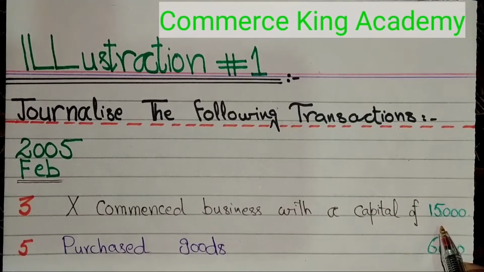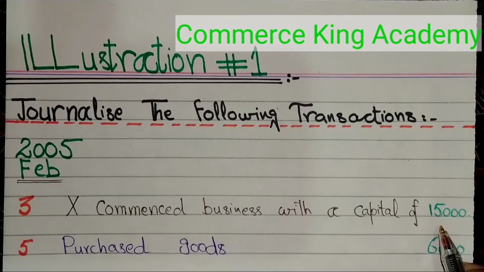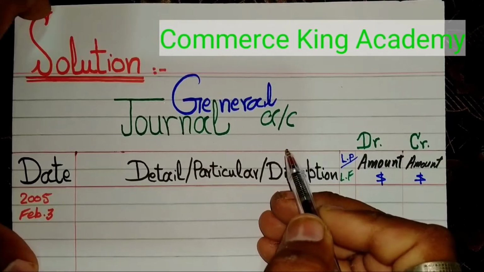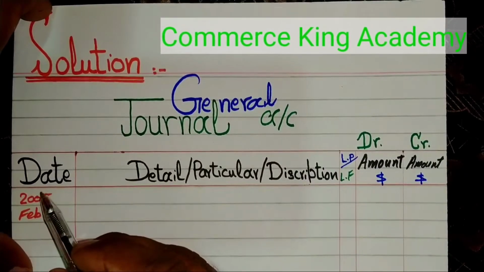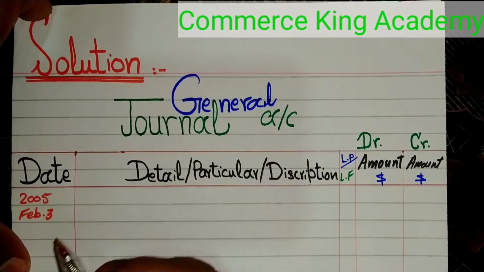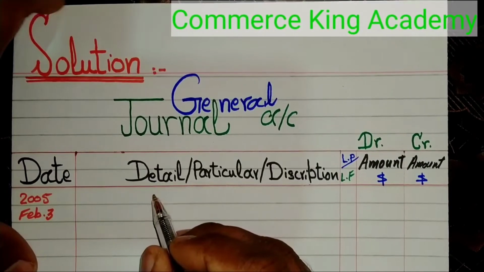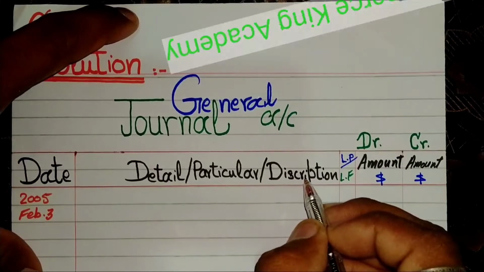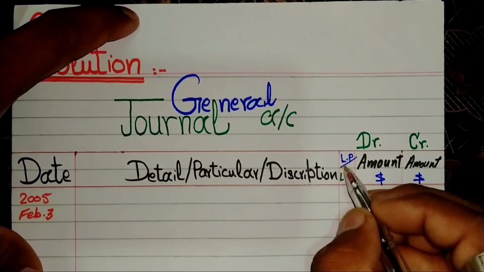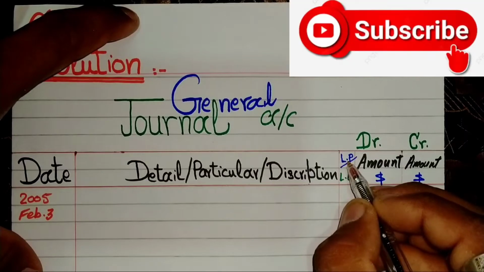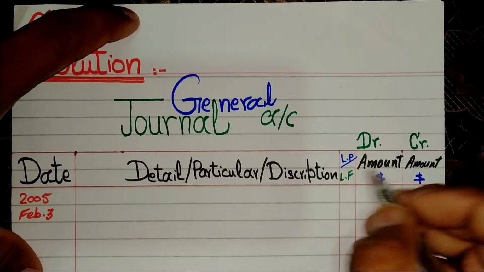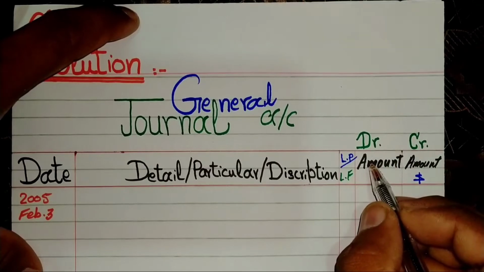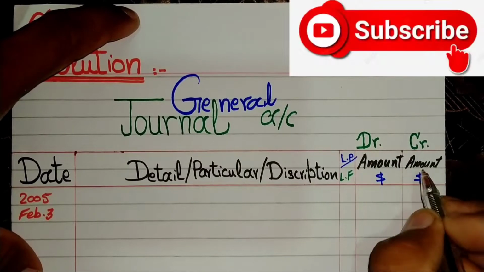Now we will enter this transaction in the journal account. This is the format of the journal account. First, we will enter the date of the transaction, and after that we will enter the entry as well as its details, particulars, descriptions. This column is related to ledger page or ledger folio. These columns are related to amounts. This column is debit and this column is credit.